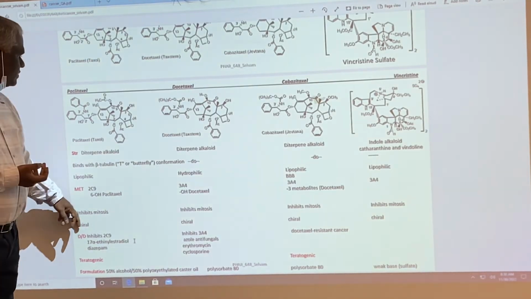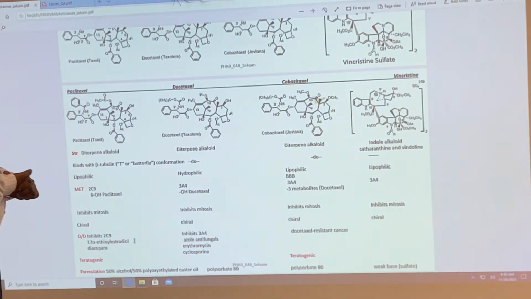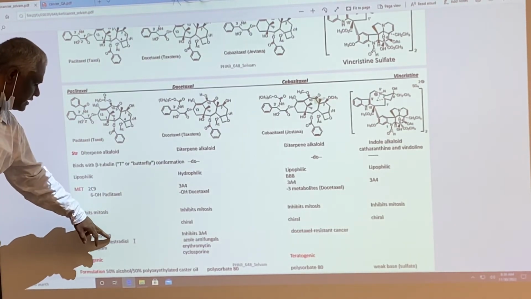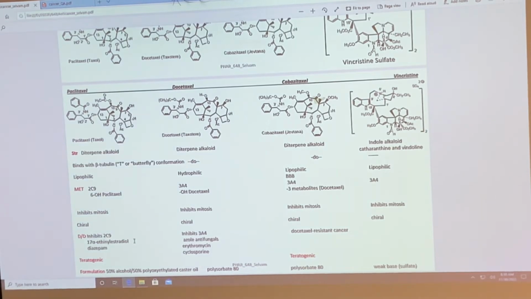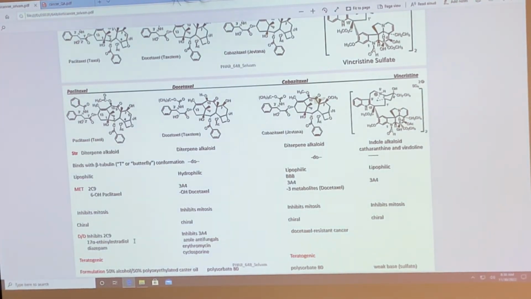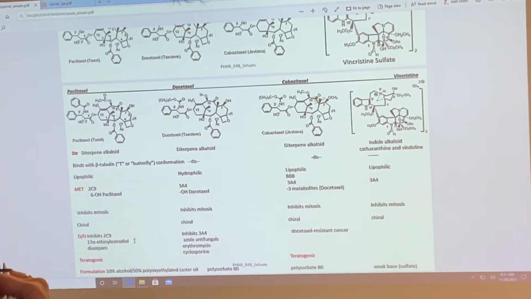All are chiral compounds. We have several chiral centers in these molecules. So all are chiral. Paclitaxel inhibits cytochrome 2C9. So any compound which is metabolized with 2C9, we get a direct interaction. So 17 alpha ethinyl estradiol is metabolized with 2C9. So we have a direct interaction, combination of paclitaxel with ethinyl estradiol, and paclitaxel with diazepam also we get direct interaction. That's metabolized with 2C9.